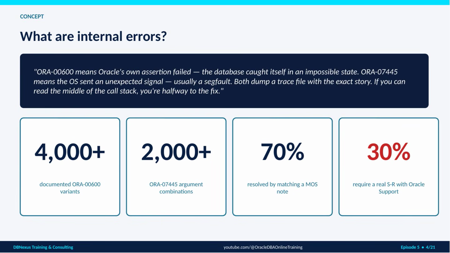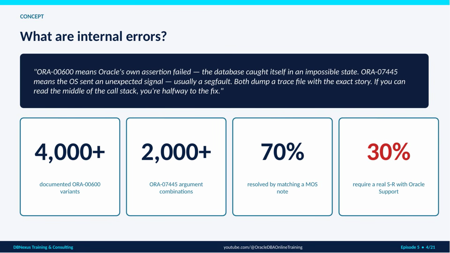So, what are internal errors? Two very different things. ORA-600 means Oracle's own assertion failed. The database caught itself in an impossible state. It's the database saying, I don't know how I got here. ORA-7445 is different. It means the OS sent an unexpected signal, usually a seg fault or a bus error. The kernel telling Oracle, you tried something I couldn't allow. Both, and this is the important part, both dump a trace file with the exact story.